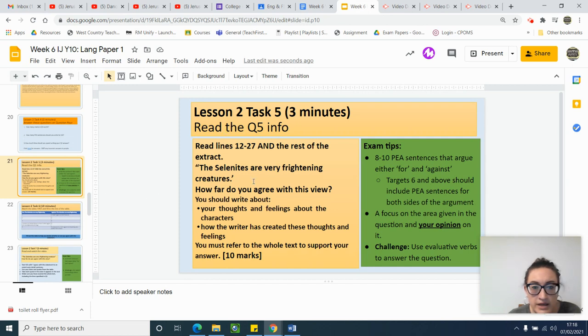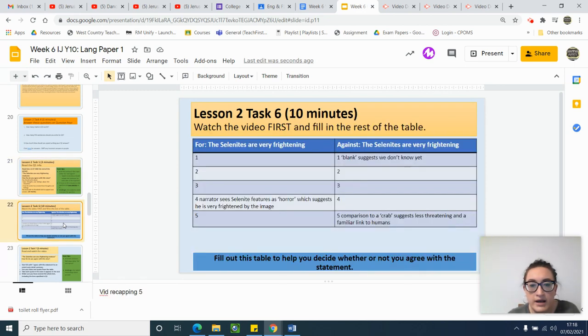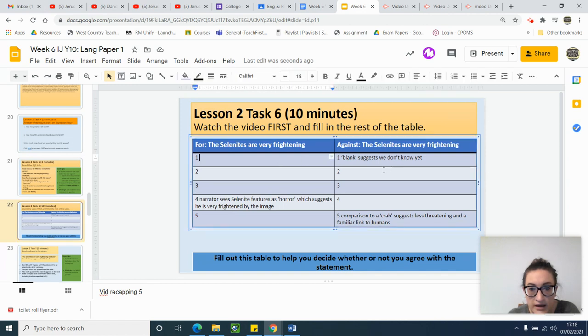question 5. The Selenites are very frightening creatures. How far do you agree with this view? You can agree completely, you can disagree, or you can agree to a certain extent. I would advise agreeing to a certain extent, usually. So I've got a table here for you to fill out, quotes here, and then you need to say why the quote shows it's frightening as well. And then likewise here, anything against it.